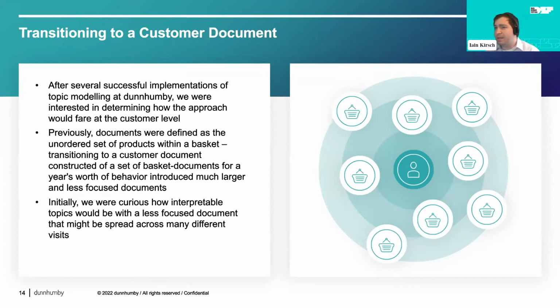With these larger and less focused documents, we were really intrigued: are these going to be interpretable? What sorts of topics are going to appear, given this less focused approach? By less focused, I mean that previously, with the trip missions approach and even the prior basket approach, we would see things very specific to a mission or a need state appearing. With this, given the number of distinct visits, we expected to see much broader types of topics appearing. And so we were really interested to dive in and see how that would be different.